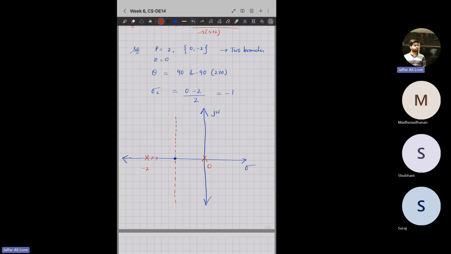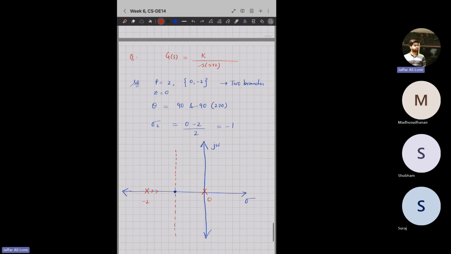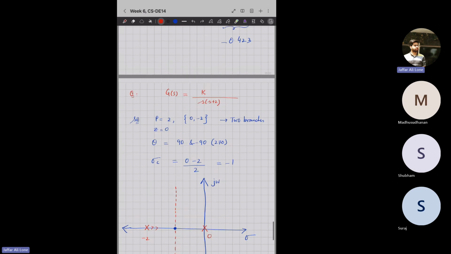because the root locus is between 2 poles, so there has to be a breakpoint. Okay, there has to be a breakpoint. So let's find that breakpoint. So we will find the value of k from here. So first we'll find the characteristic equation.